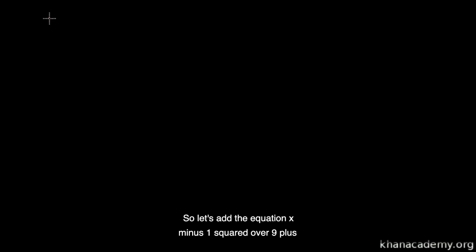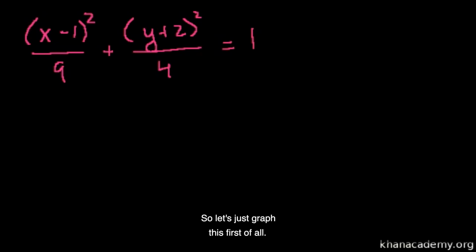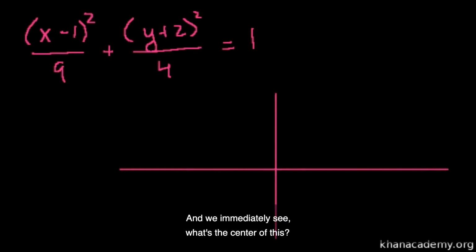So let's say I had the equation (x minus 1) squared over 9 plus (y plus 2) squared over 4 is equal to 1. So let's just graph this first of all. This could be interesting. So I'll draw the axes. That's the x-axis. This is the y-axis. And we immediately see, well, what's the center of this? The center is going to be at the point 1, negative 2. And if that's confusing, you might want to review some of the previous videos.